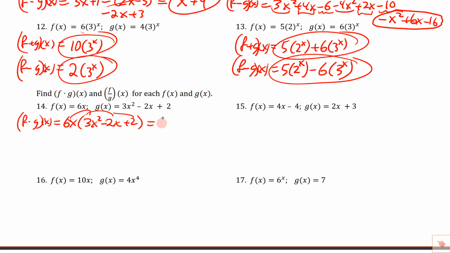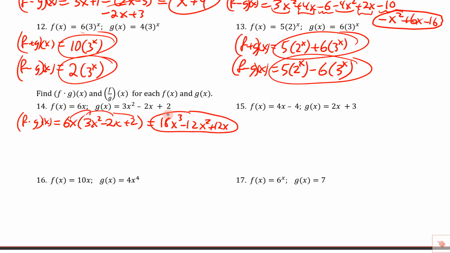So here's what we'd end up with. 6 times 3 is 18. x times x squared is x to the third. 6 times negative 2 is negative 12. x times x is x squared. And 6x times 2, that's going to be plus 12x. So we'll go ahead and circle that. Got our answer right there.